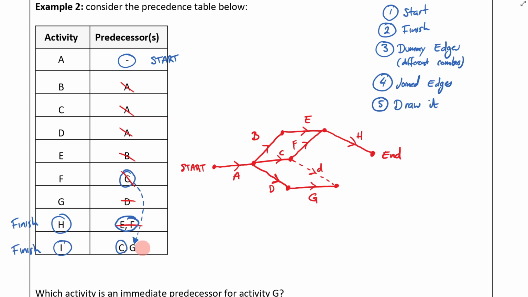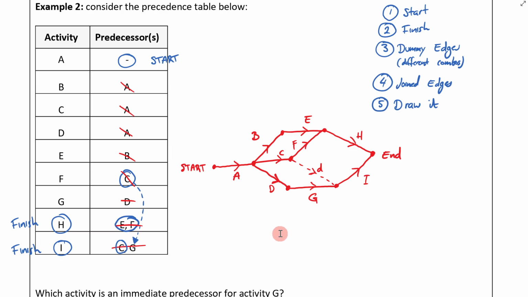Okay, and now I can draw in I, which is emerging from CG. So I is also a finish point. It's going to look like that. That is I. So as you can see, I is coming from C through this dummy edge right here, and also G right there. And we're done there.